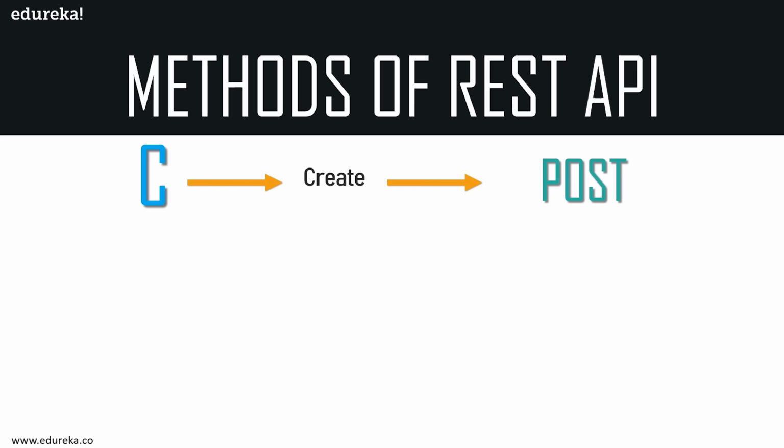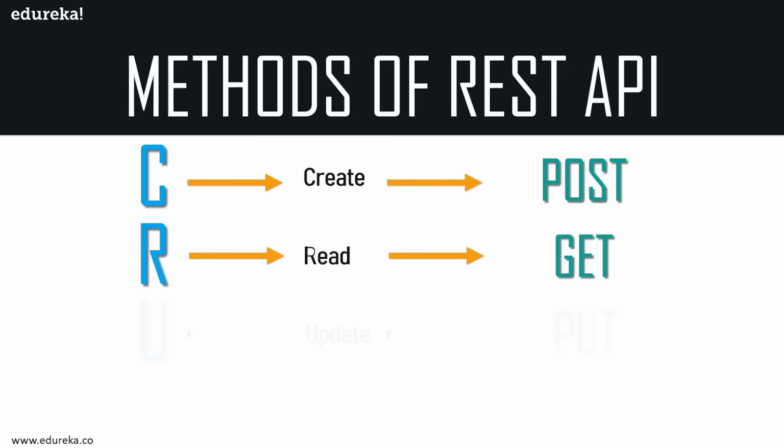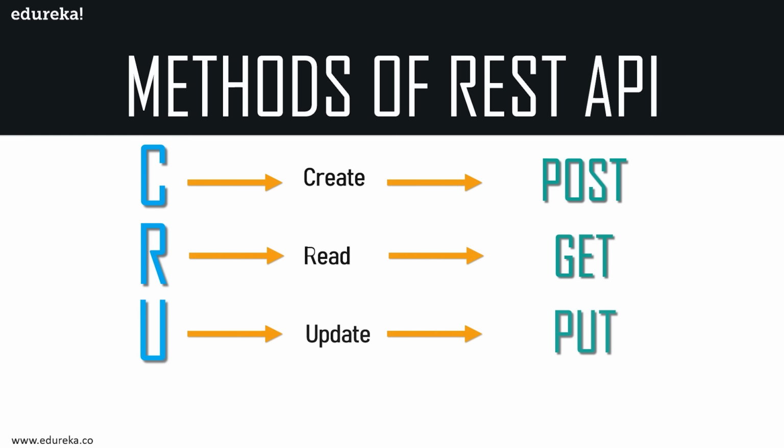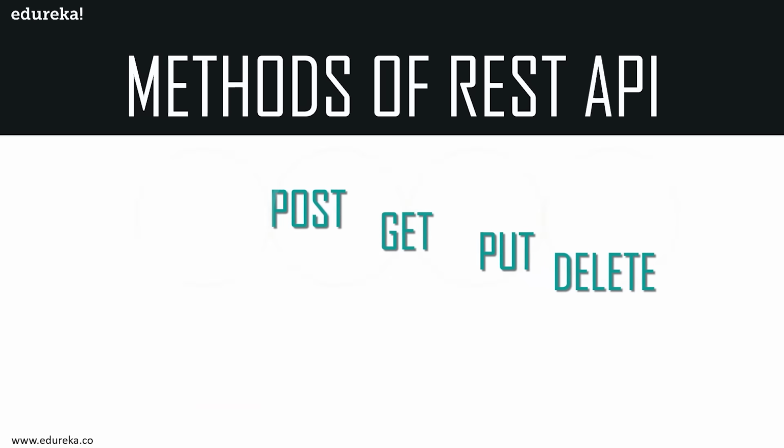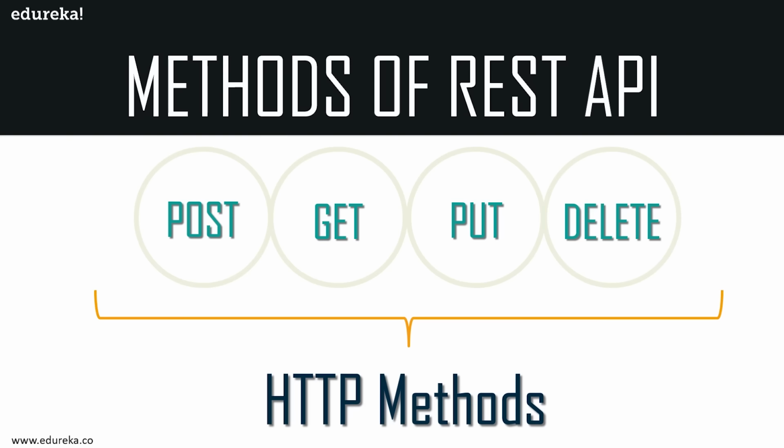So for creating a resource, you can use the post method. For reading a resource, you can use the get method. For updating a resource, you can use the put method. And for deleting a resource, you can use the delete method. So all these methods together are the HTTP methods. That is, post, get, put, and delete are the HTTP methods.